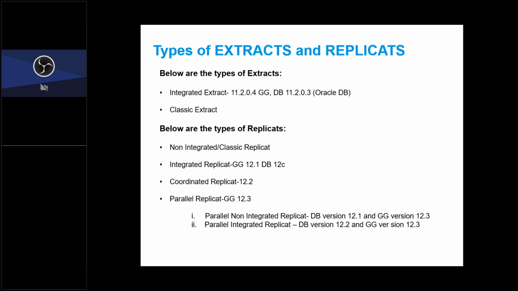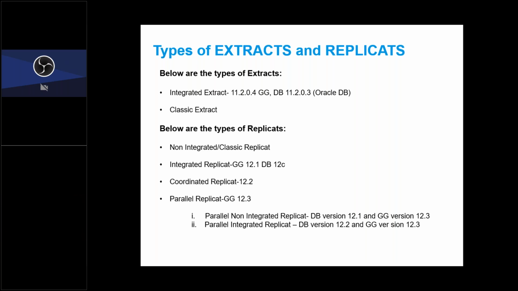Coordinated replicate was introduced in Goldengate version 12.2. It is a means to improve the performance of classic replicate. So multiple threads run in coordinated replicate.